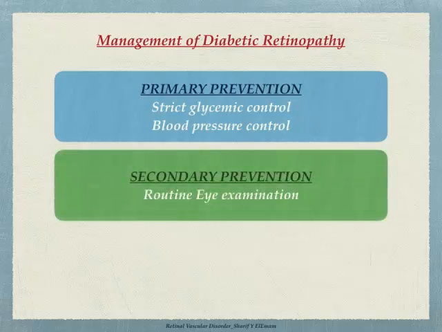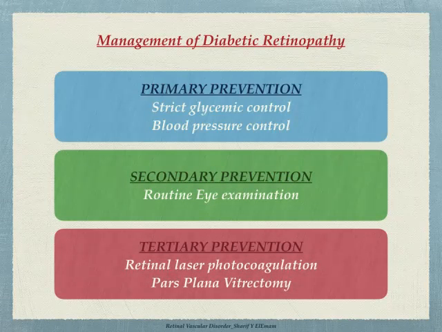Of course, the primary prevention is prevention of the disease itself, or of the progression of the patient to diabetic retinopathy, by strict glycemic control, blood pressure control, as well as control of any other diseases in the eye or in the body. Secondary prevention is by routine eye examination. You should always examine the patient. You should not wait until diabetic retinopathy happens. If a patient has had diabetes for more than 5 years, you should examine this patient.